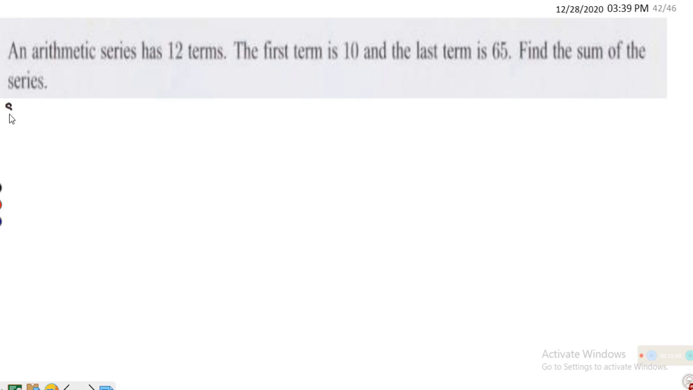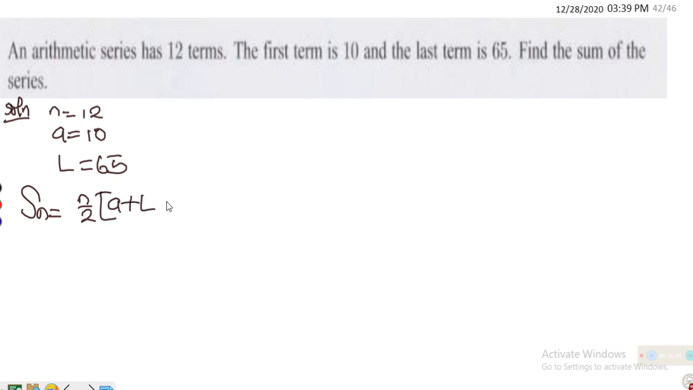So according to what we have there, the number of terms is 12. The first term a is 10 and the last term l is 65. Find the sum of the series. So we can use the second formula, Sn equals n over 2 bracket a plus l. Yeah, that is the shortest formula to use.